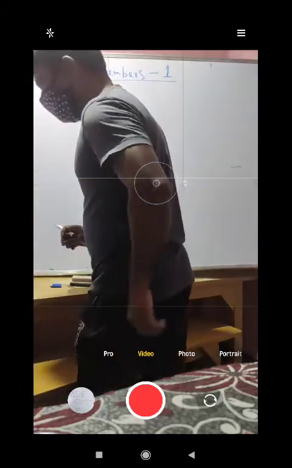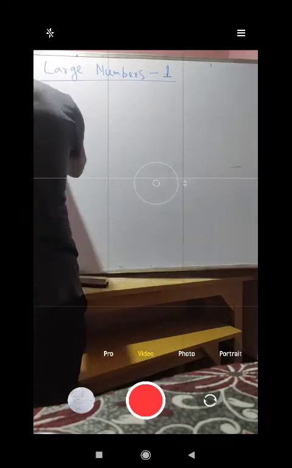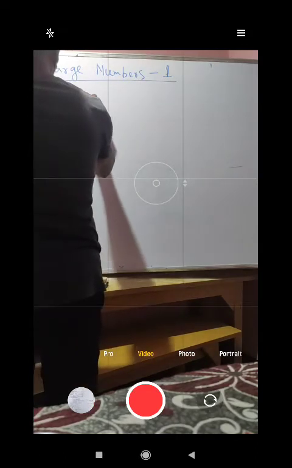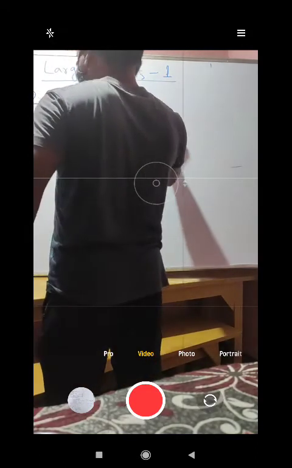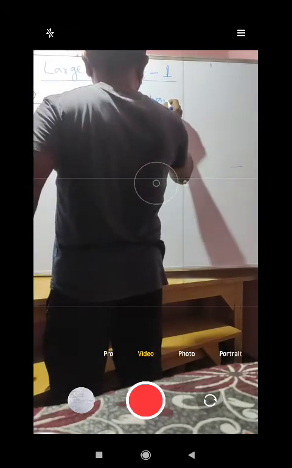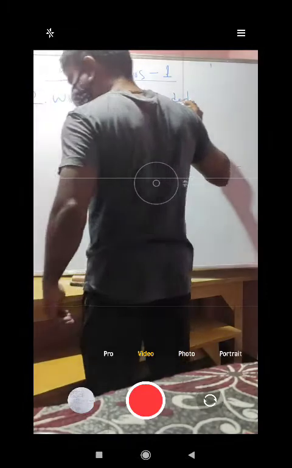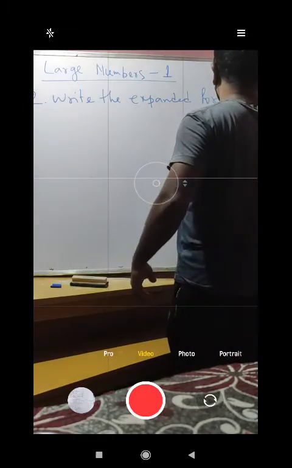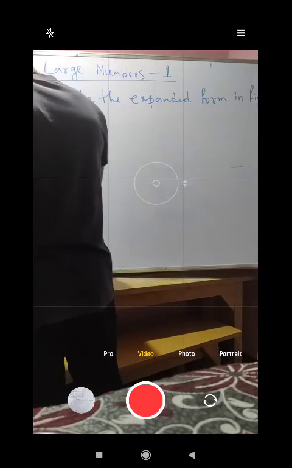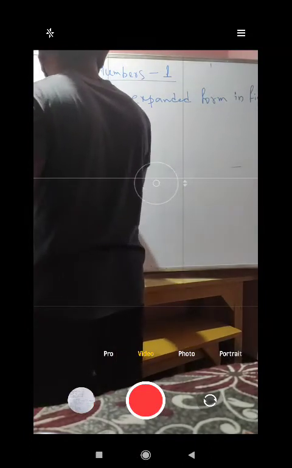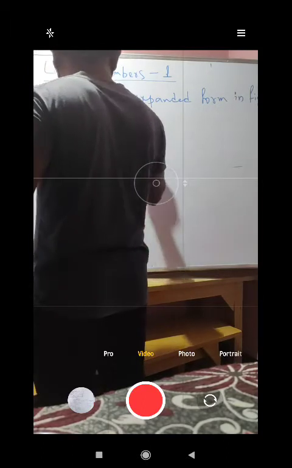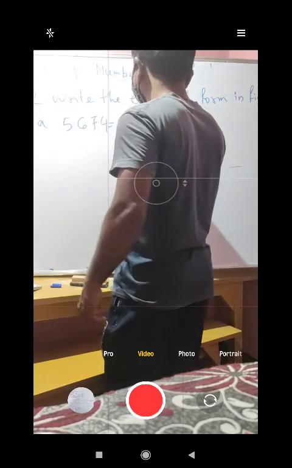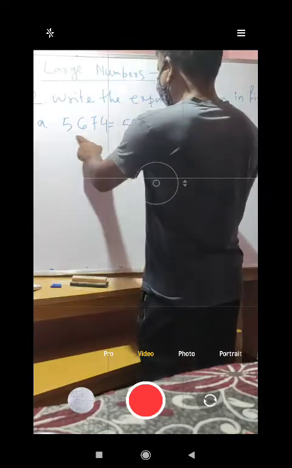Okay, next one is write the expanded form in figures. Okay, so this is what we are going to see. Number A, it has given 5, 6, 7, 4 equals. Okay, so here it has given already like 5,000. It has given. So 5,000, as we know, it is okay plus.